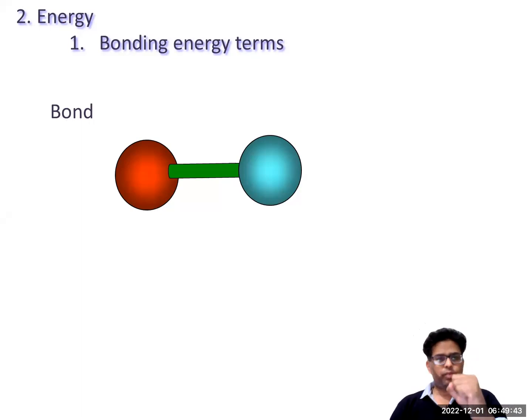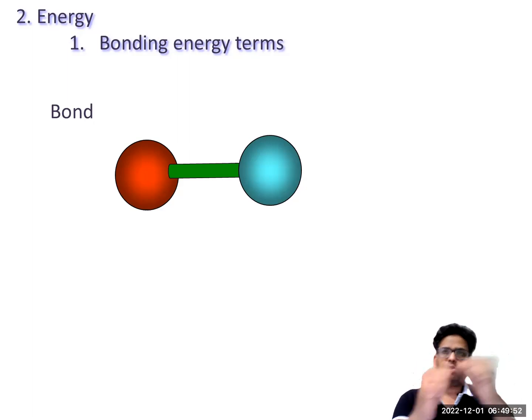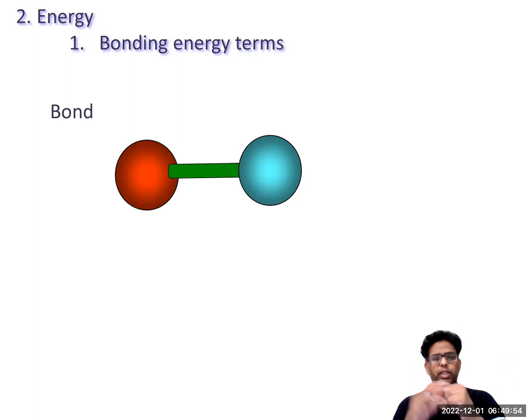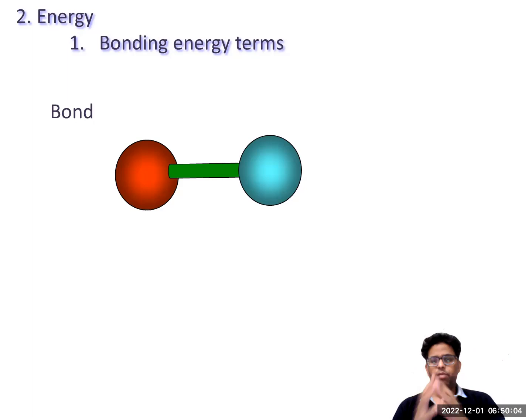Bond means suppose one atom and a second atom interact with each other. If one atom moves to some place, the other atom also moves with it. Same like a cycle: if one wheel of the cycle moves forward, the other also moves forward. Both interact with each other, such type of thing.